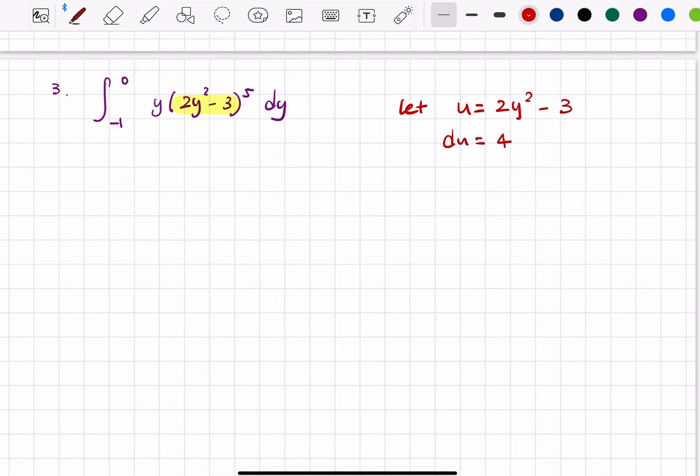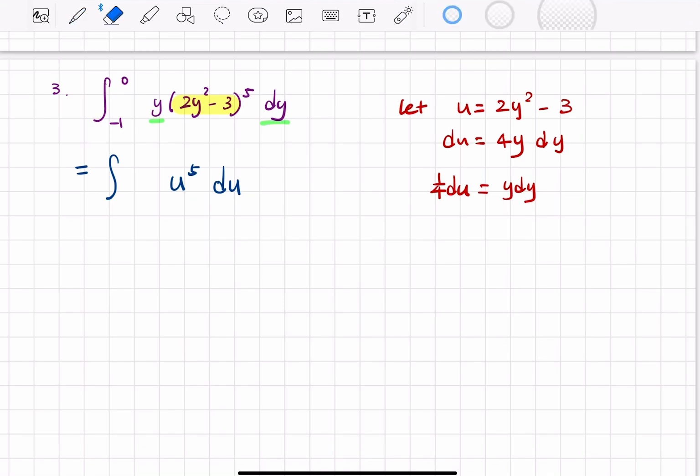Then du is going to be 4y dy, since we have variable y now. 4y dy we do not have, but we have y dy. So we can divide both sides by 4. So y dy is going to be equal to 1/4 du. So the whole thing is going to become u to the fifth power times 1/4 du. Let me just put the 1/4 next to du first.